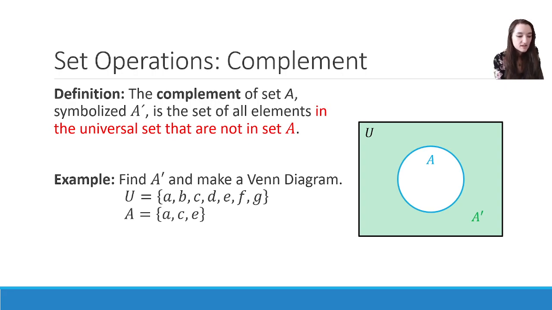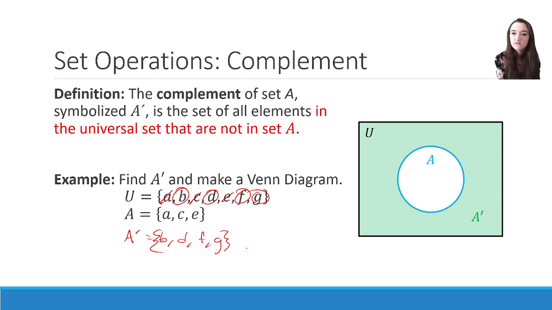So if we wanted to find a complement and make a Venn diagram for the universal set of A, B, C, D, E, F, G, and A as A, C, E, I have 2 ways to do this. I can start from the Venn diagram or I can start from the complement. If I start from the complement, all I have to do to get a complement is go through and cross out A, C, and E. A complement is whatever is left over. So I can know my answer pretty quickly. B, D, F, and G.